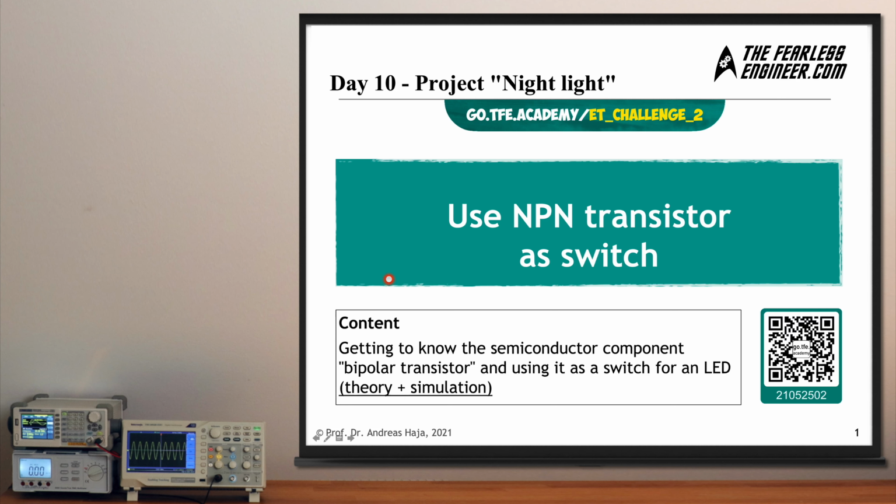In this video I will explain to you how a transistor works, a very simple NPN transistor. We will look at why it's so important in electronics and also how we can use it in a first operating mode as a switch to trigger a light-emitting diode on and off.